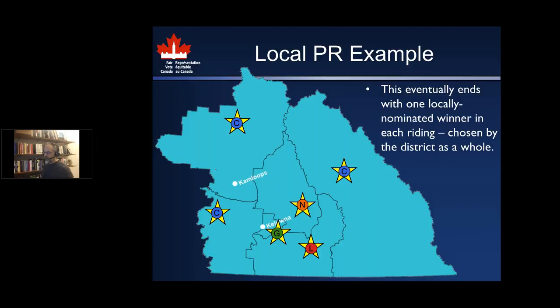Because it's chosen by the district as a whole, using that ranked ballot, we get the proportionality like we do with multi-member systems. But we've constrained things so that one of those MPs is located in each riding. They're representing the district as a whole, but they're nearby to folks in their riding. And more importantly, those are the candidates that were nominated by the folks in that riding. So that's the idea for local PR.